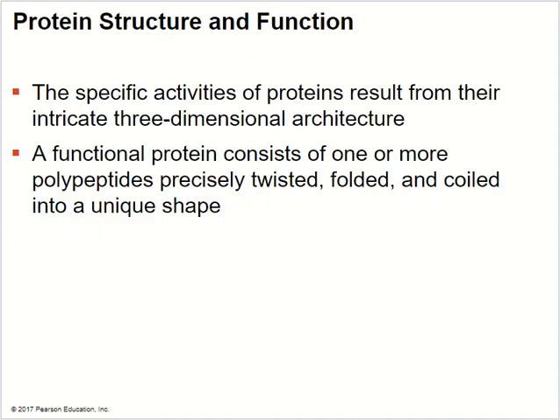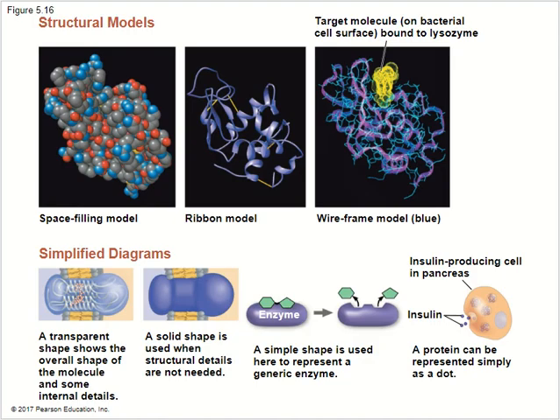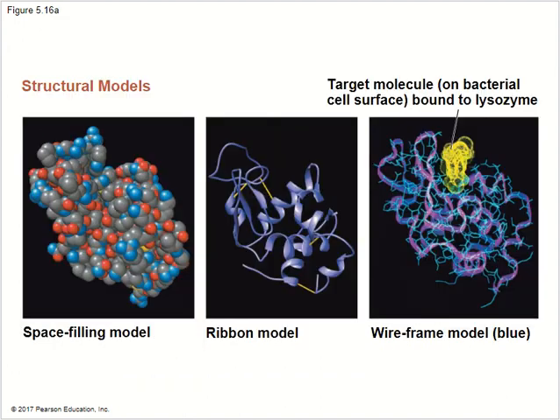The specific activities of proteins result from their intricate three-dimensional architecture. A functional protein consists of one or more polypeptides, precisely twisted, folded, and coiled into unique shapes. Now we're looking at the three-dimensional structures through three different types of models. There's the space-filling model, which shows the individual atoms as spheres. The ribbon model, which really just shows the chains and whether there are any alpha helixes or beta sheets. And then there's the wireframe model, which essentially shows all the individual amino acid chemical structures present. This is often seen in bioinformatics, should you take that course in a future program for your junior or senior year in biology or biochemistry.